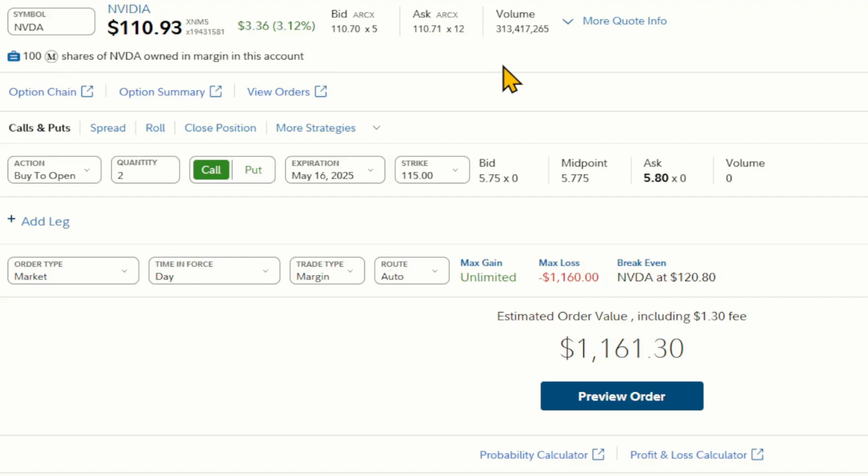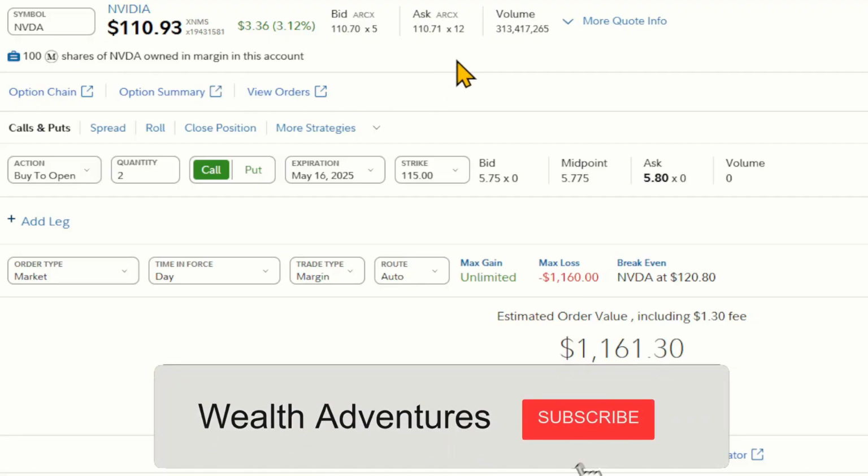So if I want to do covered call strategies and things like that, I can with tier level 1 because I have 100 shares to sell against that position. But in this case, we're talking about buying a call.